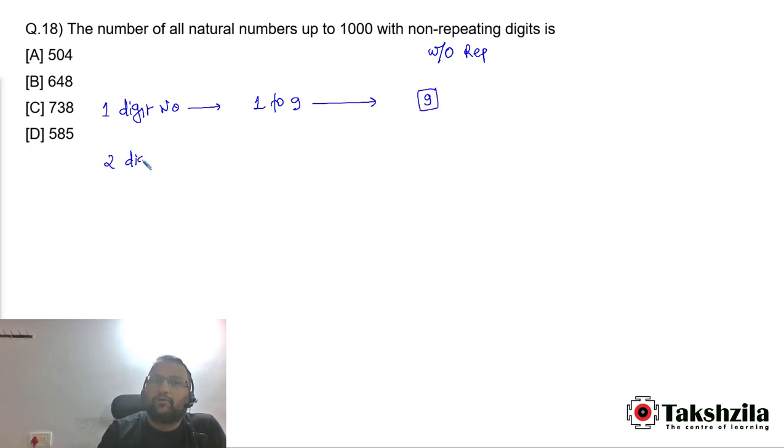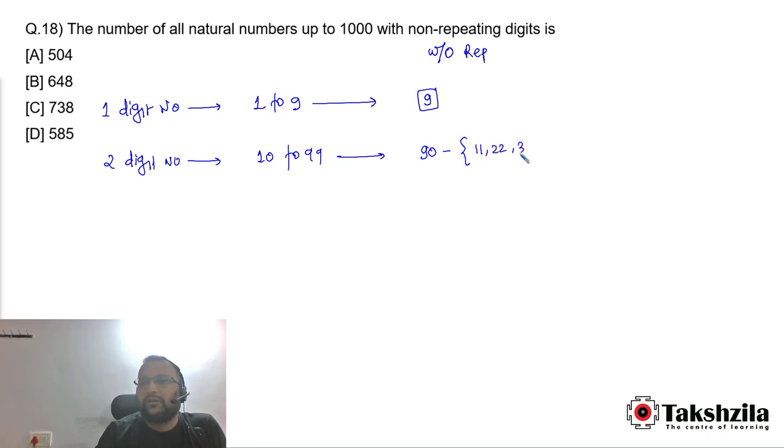Then let's talk about two digit numbers. Two digit numbers are from 10 to 99. These are total 90 numbers. Out of these 90 numbers, 11, 22, 33 till 99 do not satisfy the given condition because repetition of digits is included there. So 90 minus 9, 81 is the answer in this case.